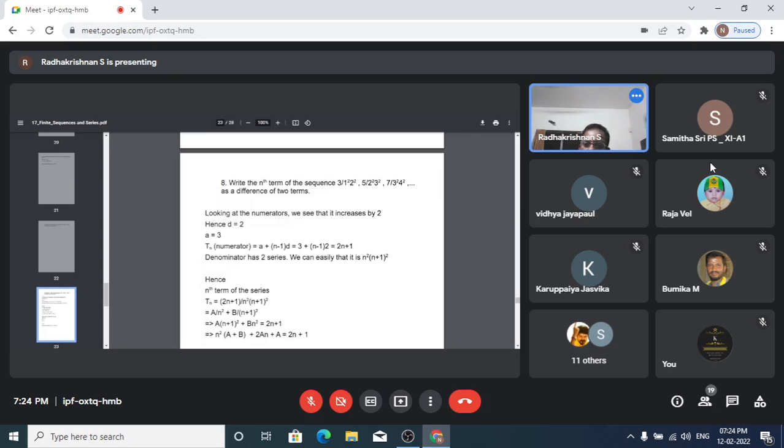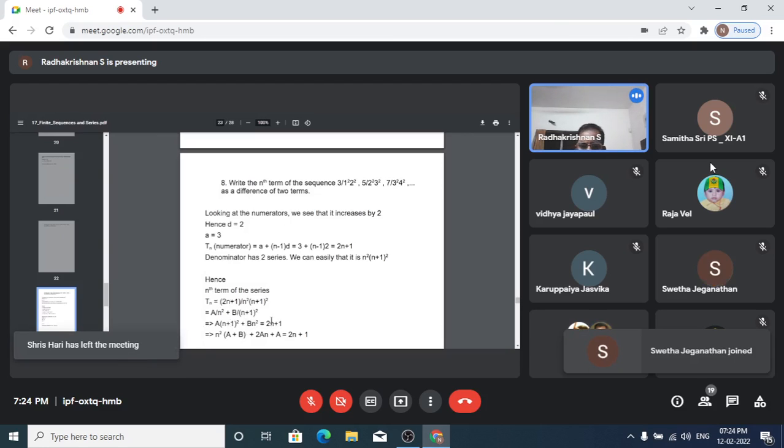Denominator: there are two series, 1, 2, 3, 4 and the next term series 2, 3, 4. So the first term is n, the second term is n plus 1. So it is n square into n plus 1 whole square. So the nth term of the series is Tn equal to 2n plus 1 divided by n square into n plus 1 whole square. Right? So now, how do we write such an expression as a sum or difference of two terms?